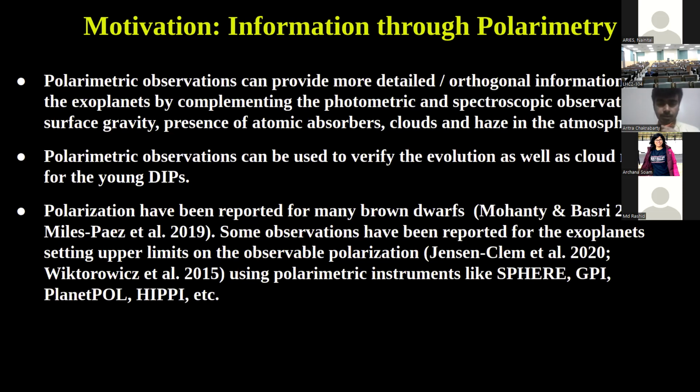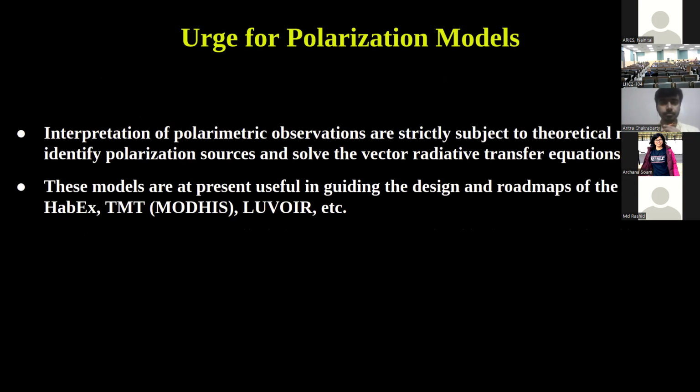There are some recent observations which have only been able to set upper limits on the detectable polarization of such planets, using instruments like SPHERE, GPI, or PlanetPol. The need for polarization models is that when we have this data in future, we need to have our models ready so that we can interpret those polarimetric observations, because the interpretation is strictly model dependent. The present urge is that these models will play a useful role in guiding the design and the roadmaps of the parameters of upcoming instruments and missions like HabEx or TMT, models of Duvois, etc.